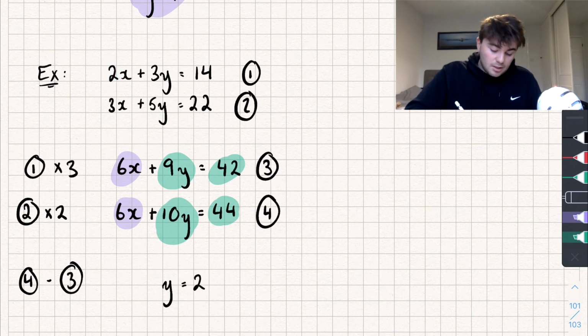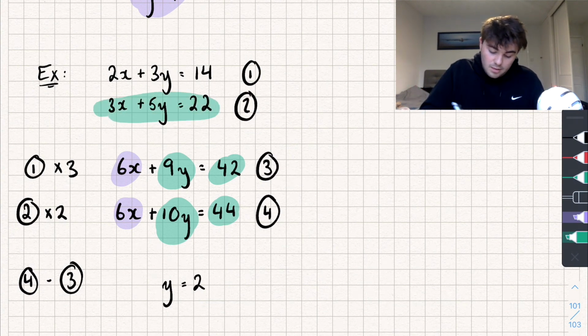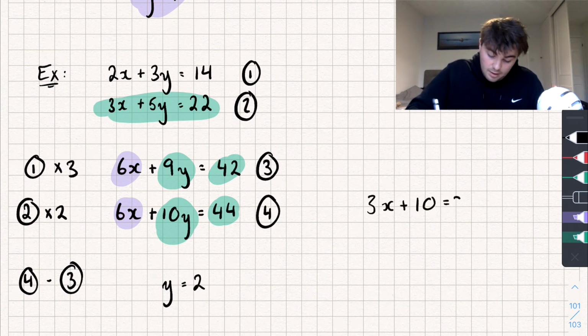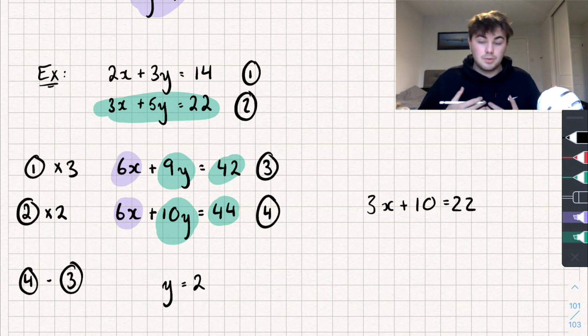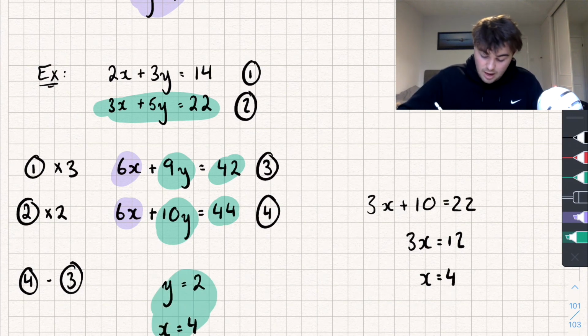And once again, I'm going to substitute y equals 2 into either equation 1 or 2 to find the value of x. So let's choose, say, equation 2. We get 3x plus 10 equals 22, because I've substituted 2 in wherever there's a y. And then subtracting 10 from both sides, we get 3x is equal to 12. And then dividing both sides by 3, we get x equals 4. So we get y equals 2 and x equals 4 as our solutions. And we've solved the simultaneous equations.